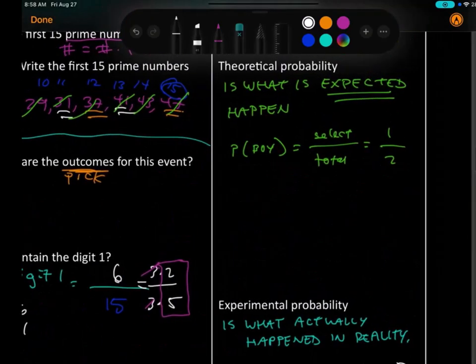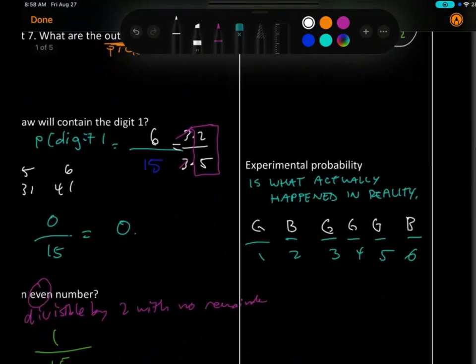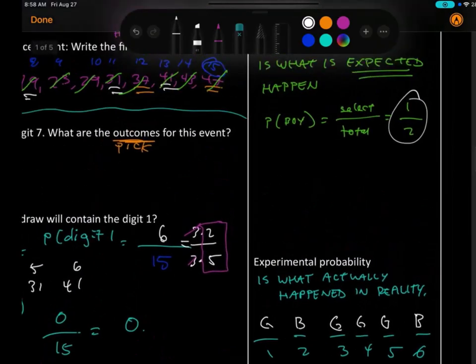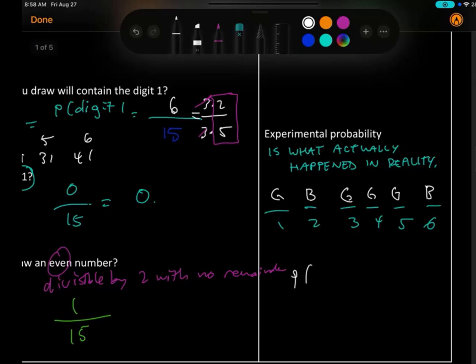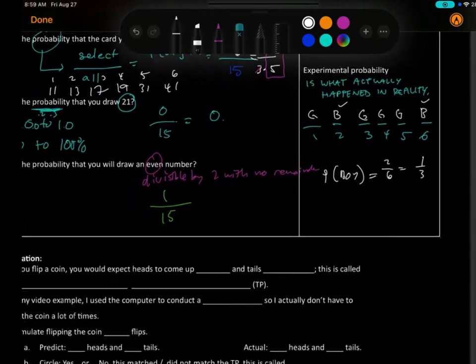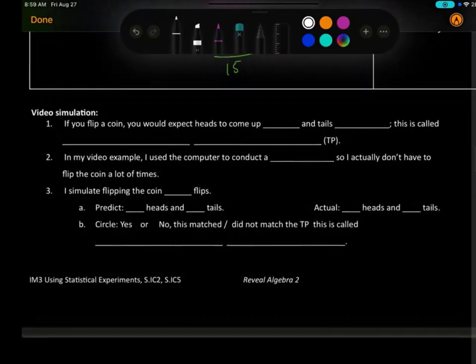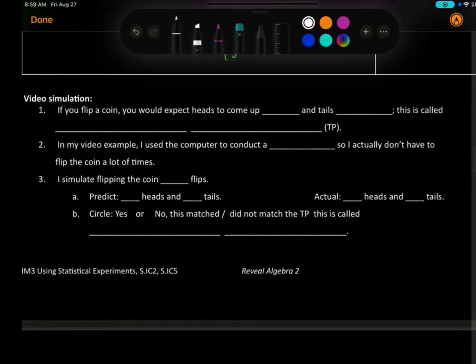You expect the probability to be 1/2. But our probability of a boy, in our case, is 2 out of 6. So our experimental probability was actually 1/3. Okay? Let's move on to the next page. Okay, let me fill out some of this, and then I'll show you guys my video simulation.